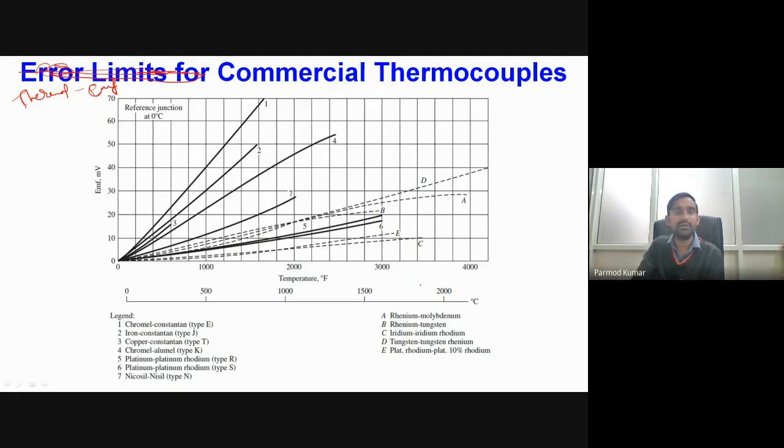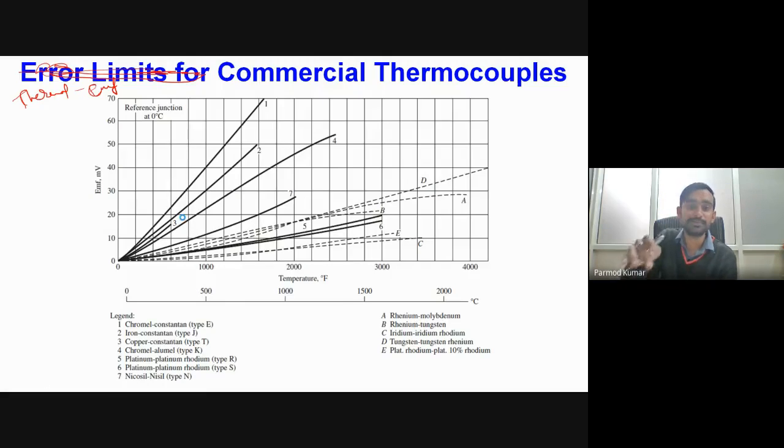Okay, and over here you can see the reference junction is maintained at 0 degrees Celsius. This I have told you previously also, that our table is actually obtained for a reference junction at 0 degrees Celsius. These 1, 2, 3, or A, B, C, D are given as the legends of different lines, so you can see the corresponding types of the thermocouples to these legends. So whatever table I presented earlier is given here in graphical form.